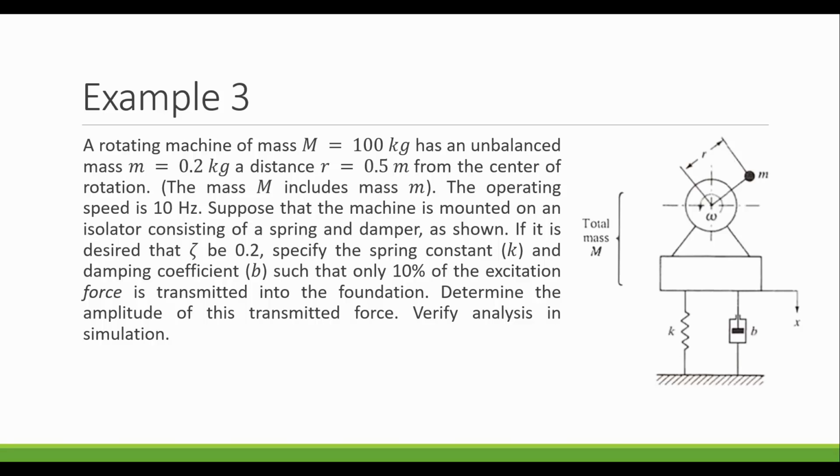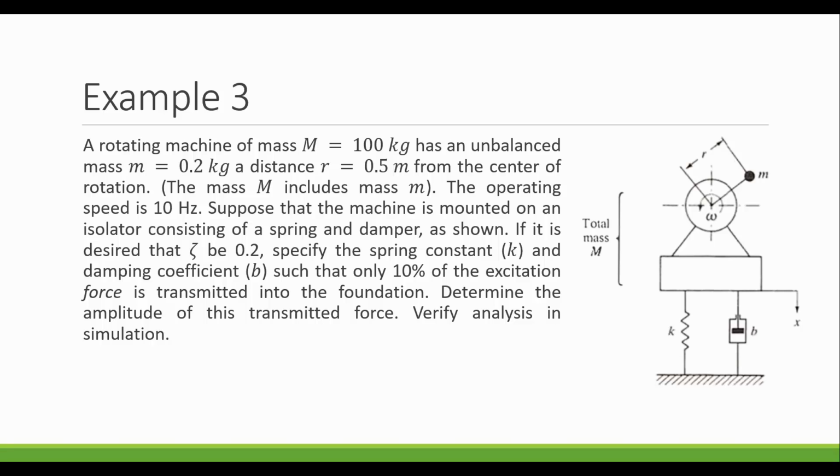So again, this thing is rotating, it's generating a vertical force. We're ignoring the horizontal part, but it's generating this vertical force, and we want to have only a small portion of that, 10% exactly for this example, to go into the foundation, and then that could be transmitted to other machines around it. We're going to do this analytically and then verify it in simulation.